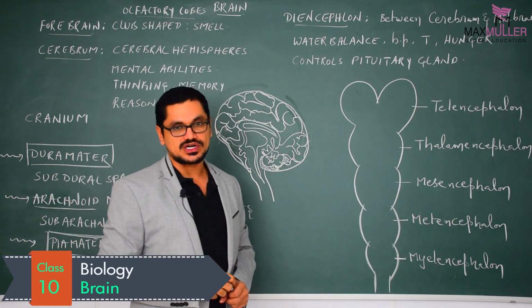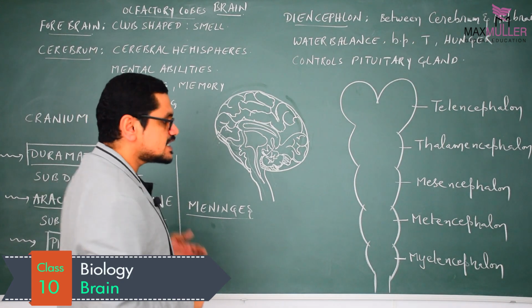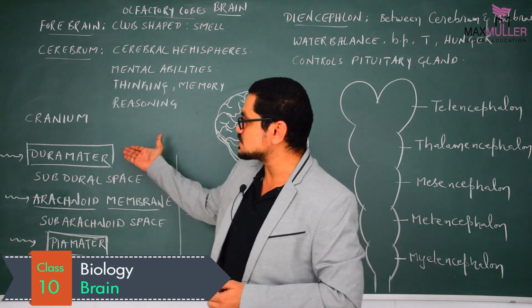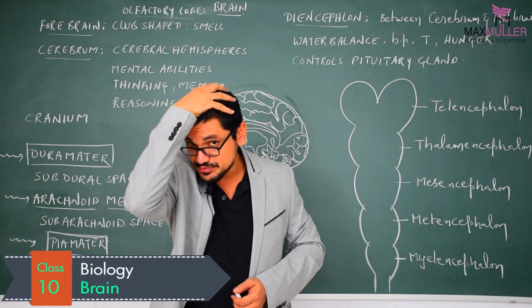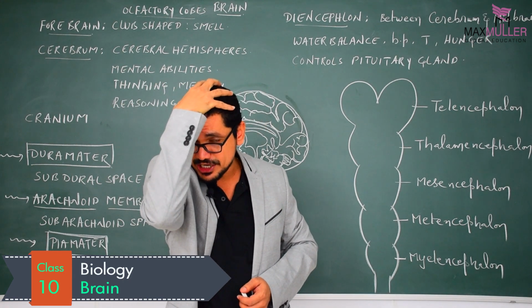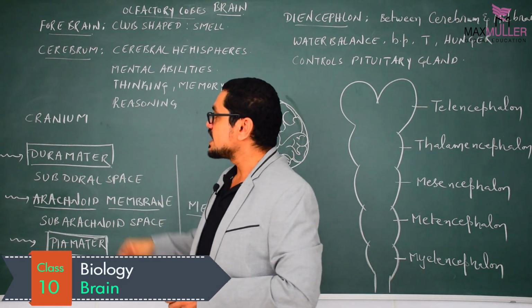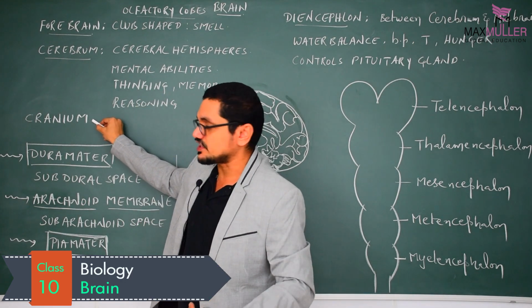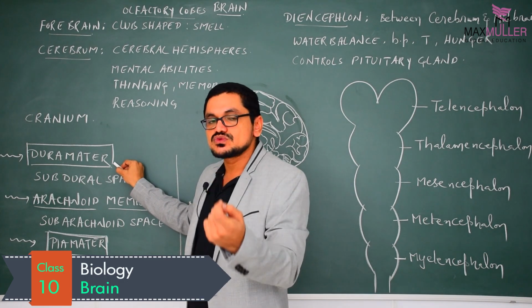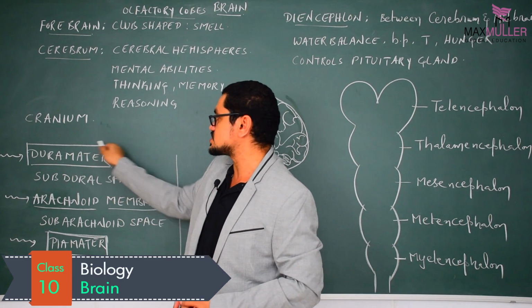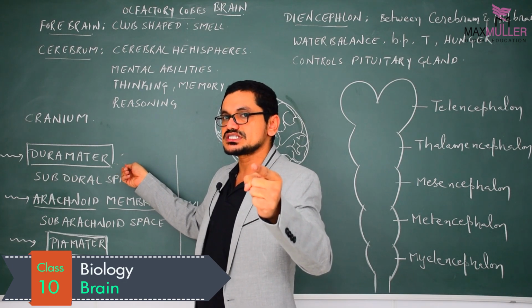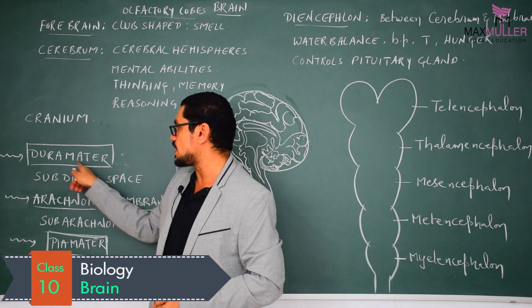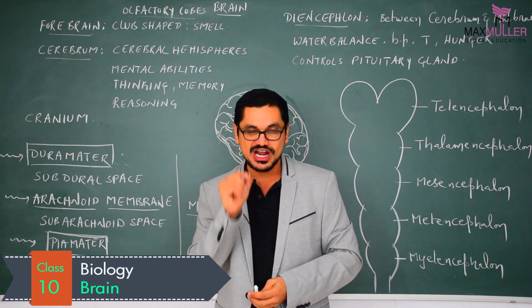Okay, so cranial meninges and spinal meninges. If you observe the layers which surround the brain, in fact, this is the cranium, which is nothing but the brain box. This is the brain box which protects the brain, and just below the cranium you can see a layer. That layer which was represented in the box here is called the Dura Mater, D-U-R-A M-A-T-E-R.